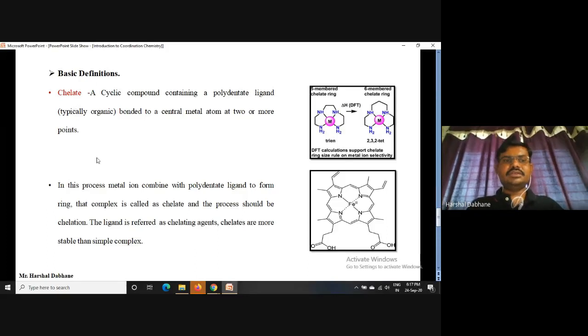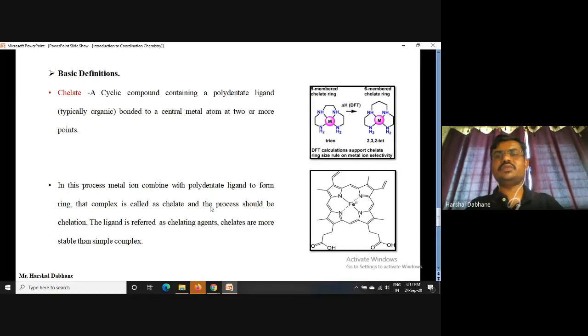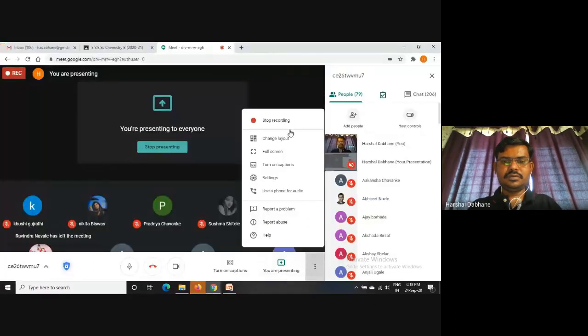And in this process the metal ion combines with a polydentate ligand to form a ring. So I already told you, this is nothing but the structure where Fe positive is in a porphyrin ring. Okay, so this porphyrin ring can form an interaction with the Fe, and we get such a type of ring. So that's why this complex is called a coordination complex, but it is called a chelate. So a chelate is nothing but a coordination complex, but coordination complexes are of two types: either they are acyclic or cyclic. So when they are cyclic, they are called chelates. Okay. So we stop over here.